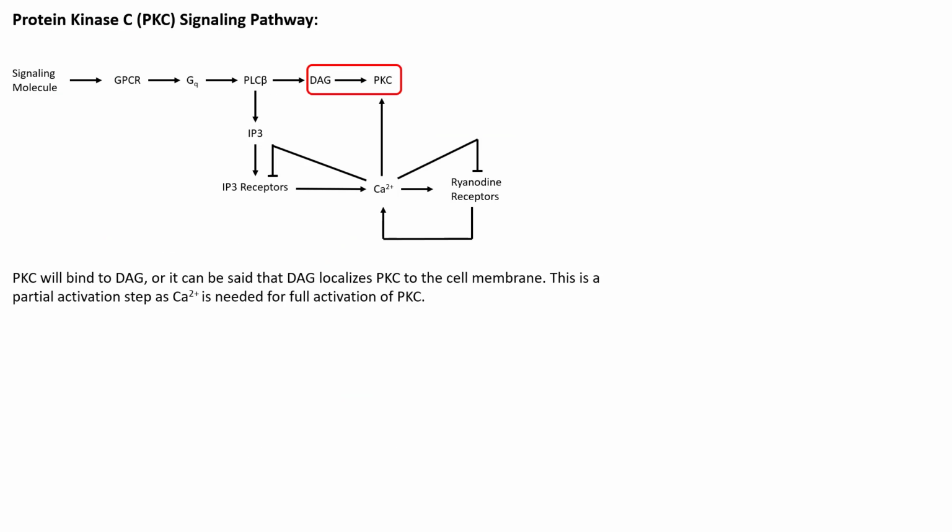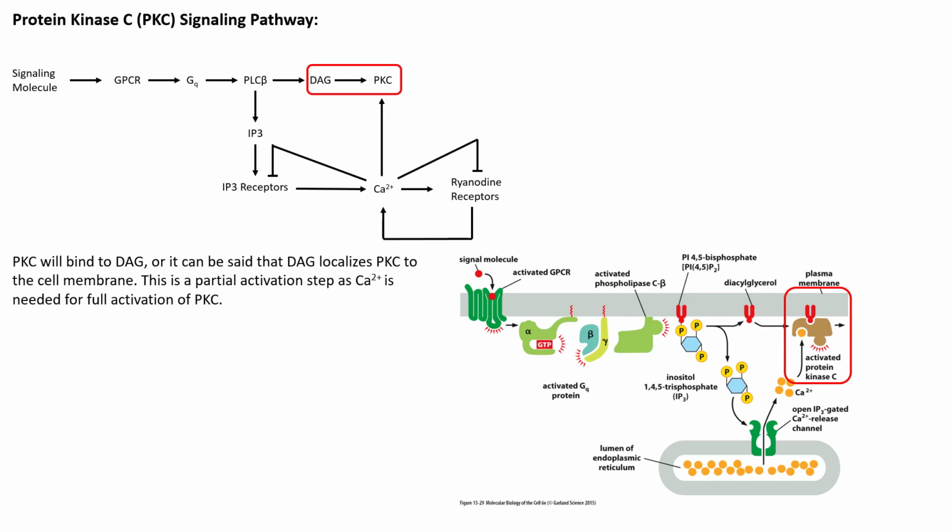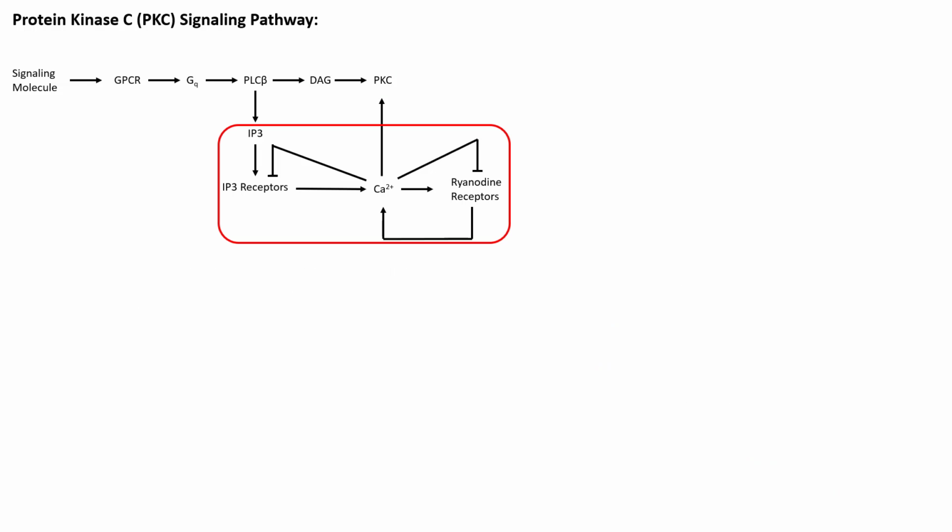PKC will bind to DAG, or it can be said that DAG localizes PKC to the cell membrane. This is a partial activation step as calcium is needed for full activation of PKC. And this is being shown in the figure that we had initially, here where there's that red box. Now we're going to look at the last little part of this pathway.